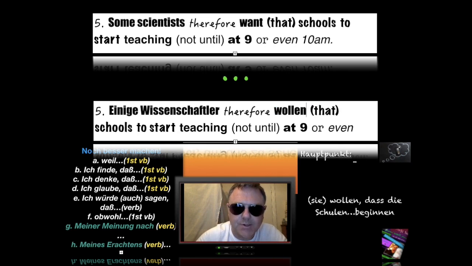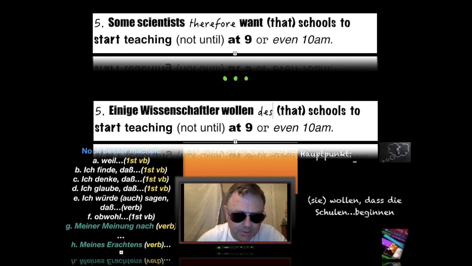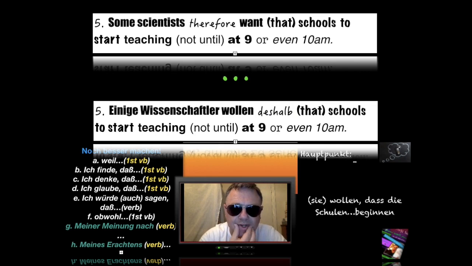wollen. Okay, so I'll sort out the word order in a minute. So it's actually better over here. I'm going to put the wollen here already. So wollen, want, therefore, deshalb. So we've got deshalb wie das. So it's this structure here. Want that schools begin teaching at blah blah blah and so on. All right. Okay, so it's not a modal verb structure where you've got that second verb at the end and all this kind of thing. It's not the same. But you've got das coming up here.